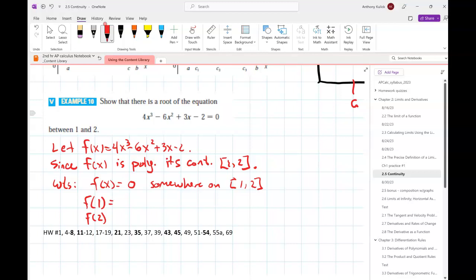So if I do f of 1, I get 4 minus 6, that's negative 2, plus 3, that's positive 1, minus 2, that's negative 1. f of 2 is going to be 32 minus 24 plus 6 minus 2, which is what? 38 minus 26, so that's 12.